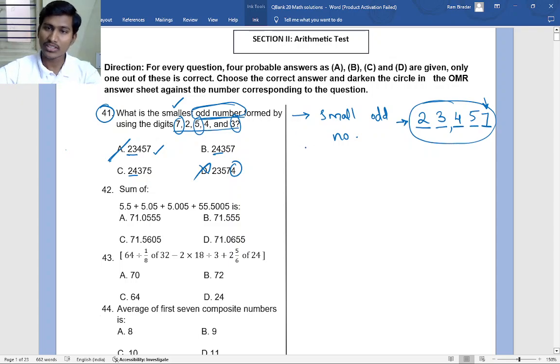You don't have to write all these things. That is just for explanation. You have to save the time in writing. Okay, good. So now should we go to the next question?